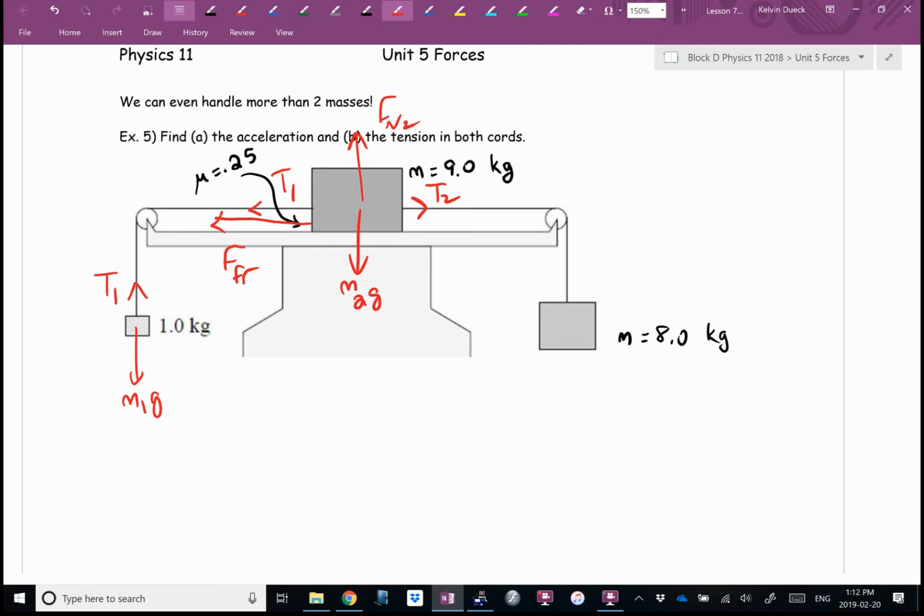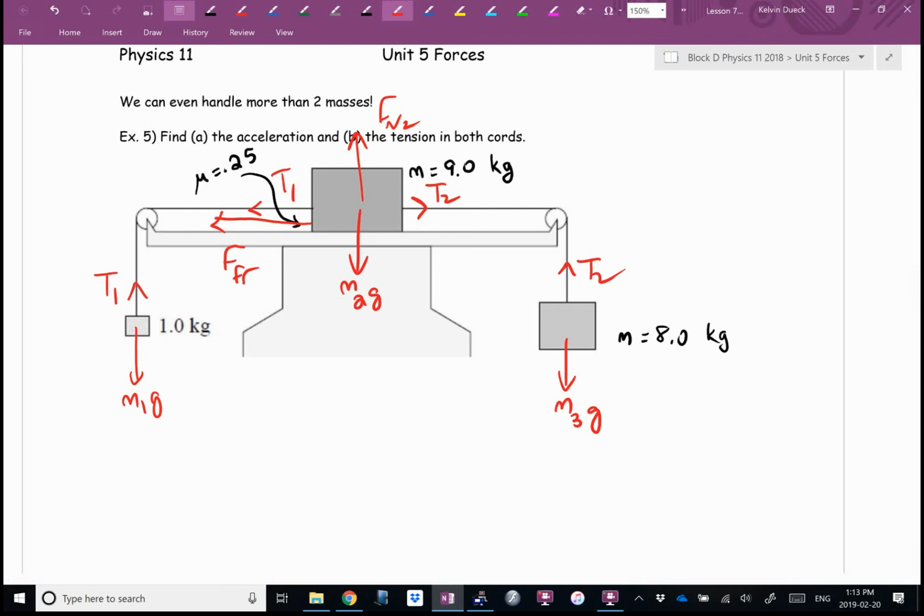And that's it for mass 2. What are the forces acting on mass 3? Get the obvious one. M3G. What else? Tension 2, to go with rope number 2, and the other. Okay. Normal force? Not sitting on the surface.